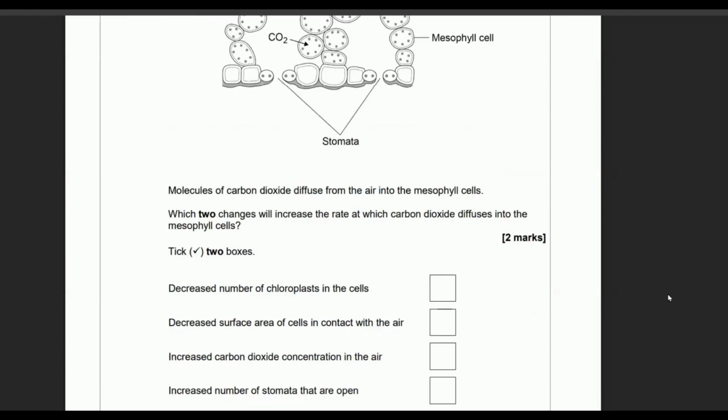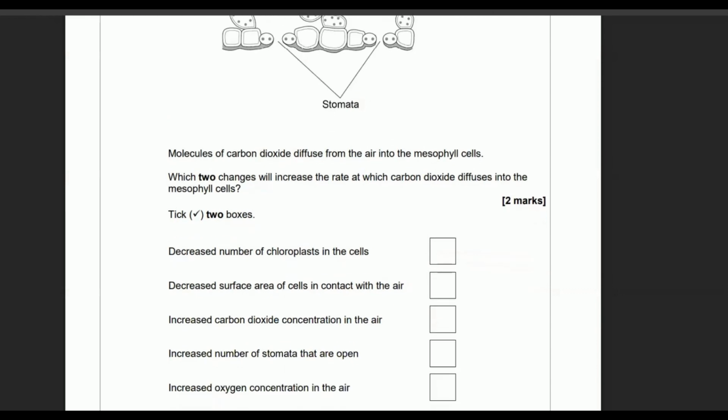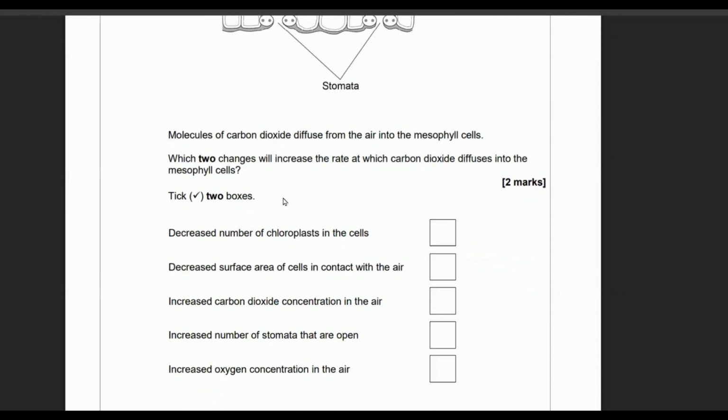Let's have a little look. Tick two boxes. Okay, so if we make less chloroplasts in the cell, that's not going to have anything to do with the CO2. If we decrease the surface area, no, that's going to reduce the rate of CO2. If we increase the CO2 in the air, yes, more CO2 in the air means it's going to be a higher concentration, and diffusion likes to go high to low, so that will speed it up. Increased number of stomata that are open, yes, that's good. So it's these two here and here.